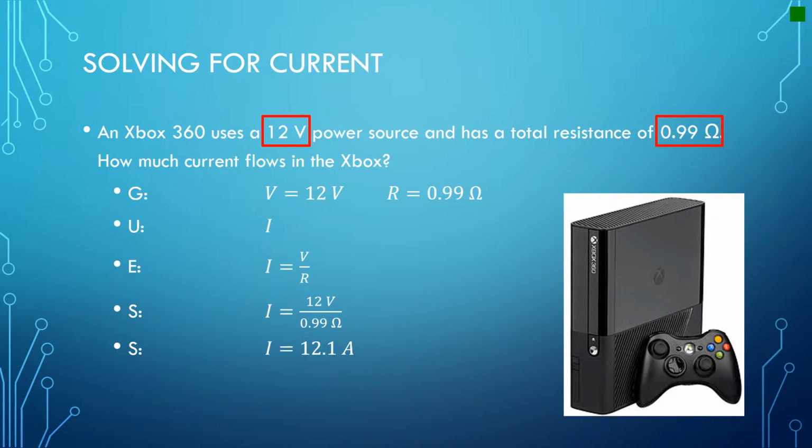Our unknown, it says how much current flows in the Xbox, so I'm going to write down I, which stands for current, and our equation, as was on the previous slide, is current equals voltage divided by resistance. Let's set up the problem by plugging in our given information into that equation. So for setup, I would write I equals, the voltage is 12 volts on top, and the resistance is 0.99 ohms on the bottom. Our last step is to solve, so you divide 12 by 0.99, and you should get that the current is 12.1 amps.